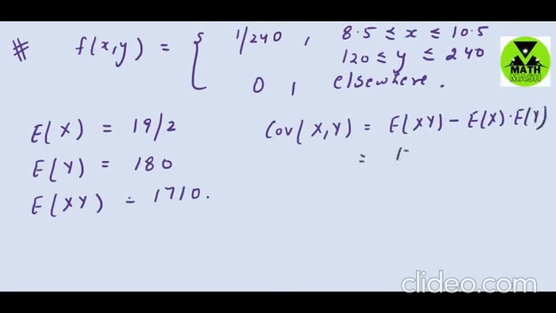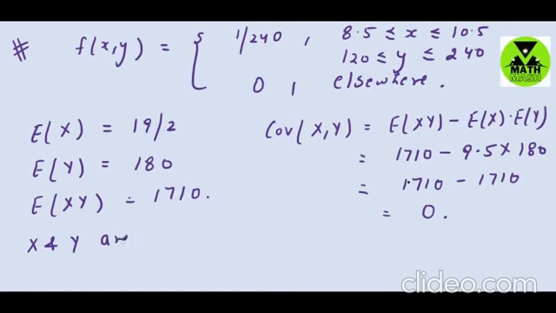So this is 1710 minus 19 by 2. So it is 9.5 multiplied by 180. So this is equal to 1710 minus 1710, which is equal to 0. So that means covariance of xy is equal to 0, and for this case we have already seen that the two random variables x and y are independent.